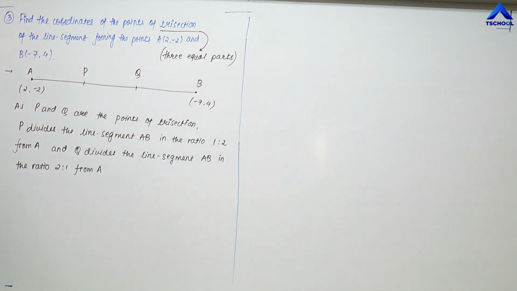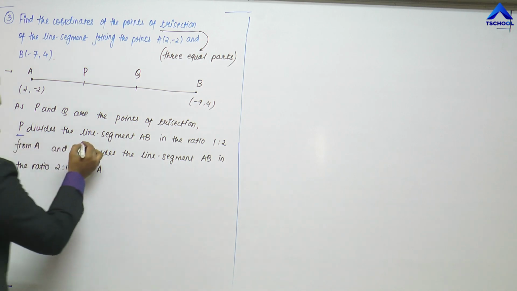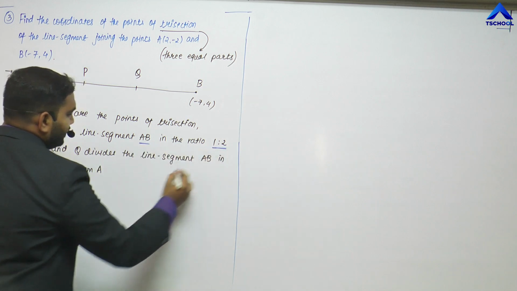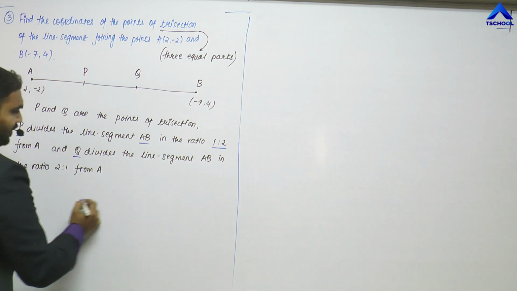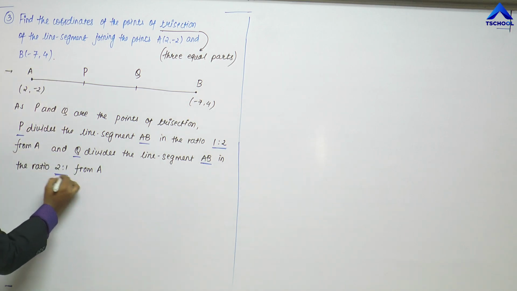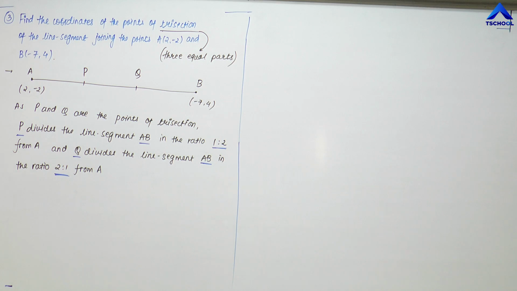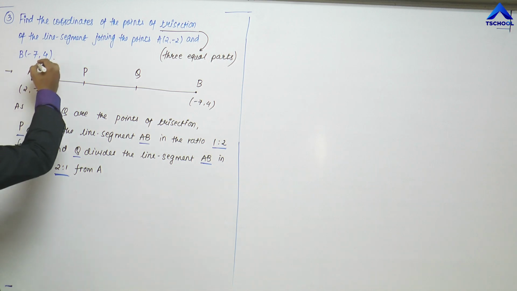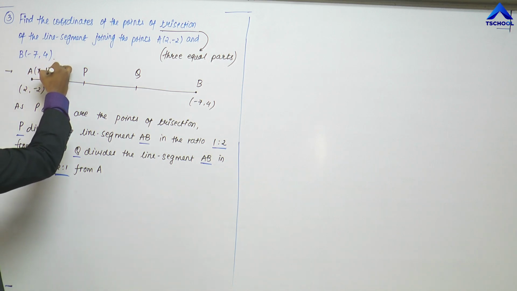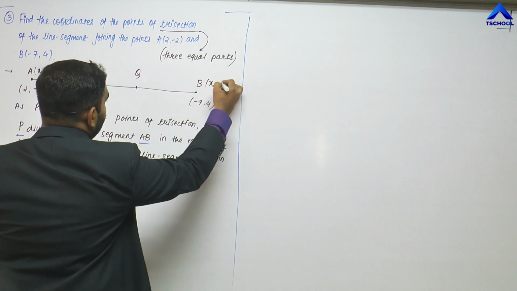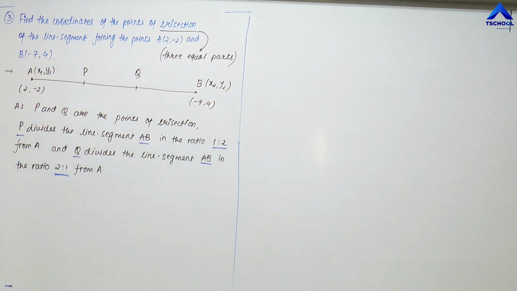Is it clear? So the ratio in which P divides the line segment AB is 1:2, and the ratio in which Q divides the line segment AB is 2:1. See friends, both of them are from A, that means we have taken the reference as A. So these coordinates will be x1 comma y1, and these coordinates will be x2 comma y2, right? Now we have x1 y1, x2 y2. We also have the ratio. What we don't have is the point of division.